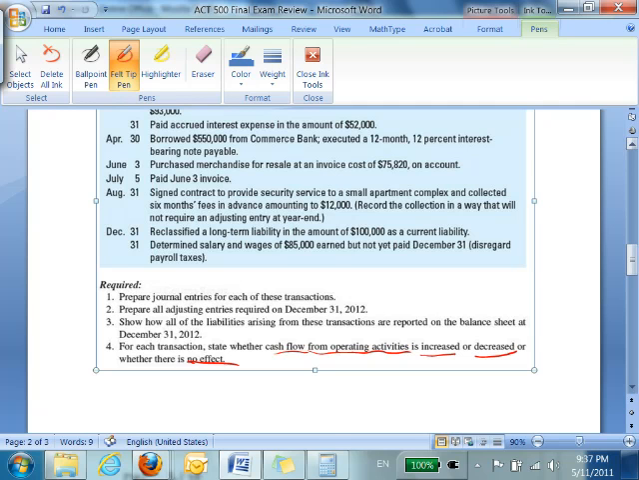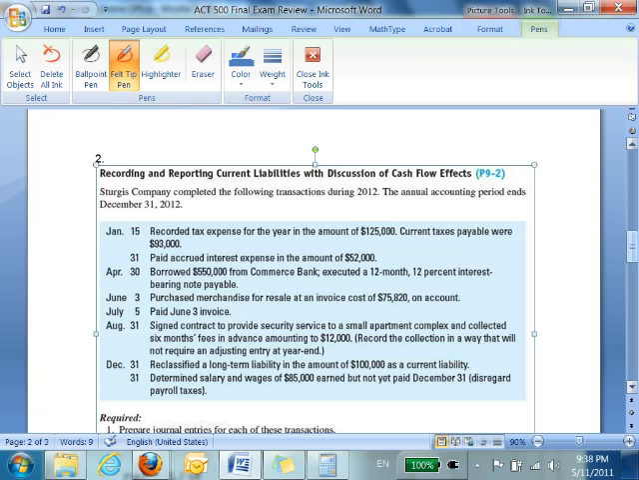January 31st. Record tax expense for the year in the amount of 125. Current taxes payable were 93,000. And no tax were paid. So the answer is no effect. For January 31st, paid accrued interest expense in the amount of 52,000. So they use cash to pay interest payable. So the cash is reduced, it's decreased. Cash flow decreased.